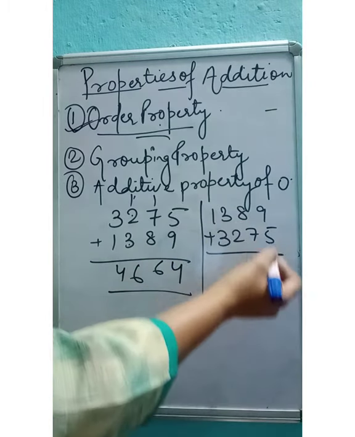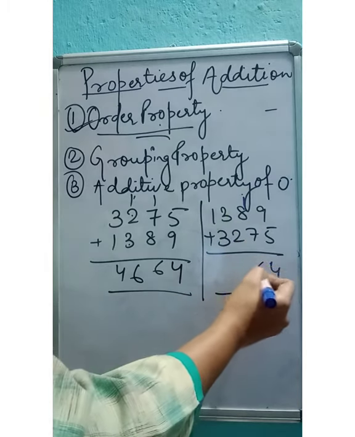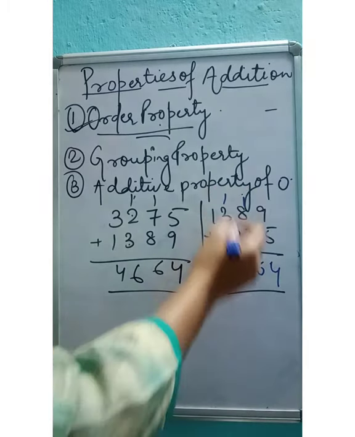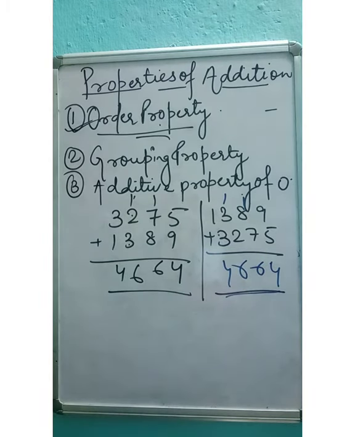Okay, 9 plus 5 is equal to 14, 1 carry. 8 plus 1, 9, 9 plus 7, 16, 1 carry. 3, 1, 4, 4, 2, 6, 3, 1, 4. Again, the answer is same. So, what are we observing? We observe that in both cases, we get the same answer.